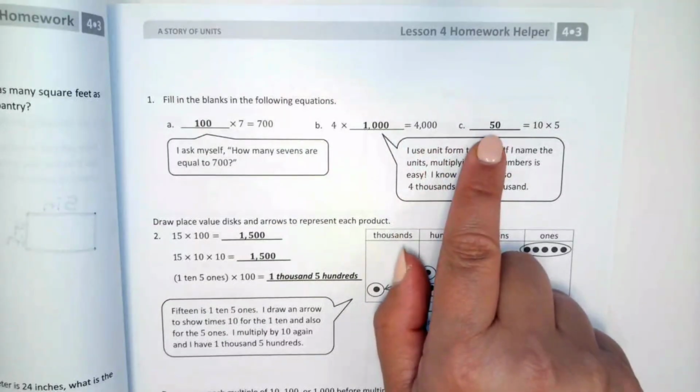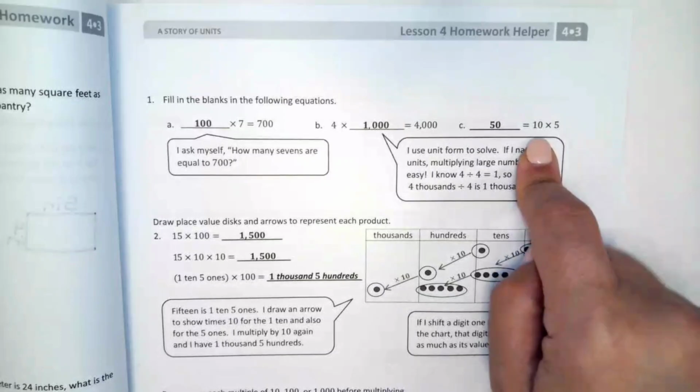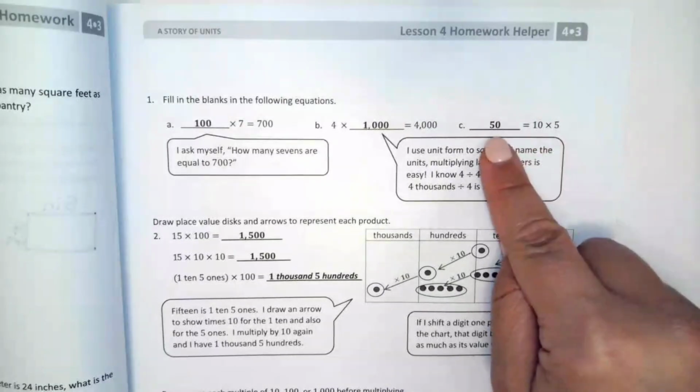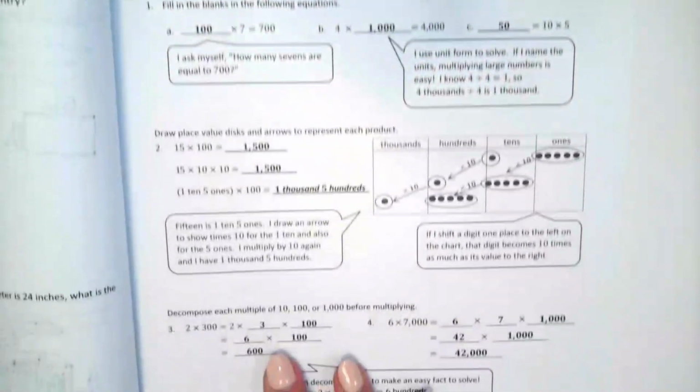And over here, blank equals 10 times 5. That one you should know. That's a basic fact. 10 times 5 is 50, or 5 tens is 50.